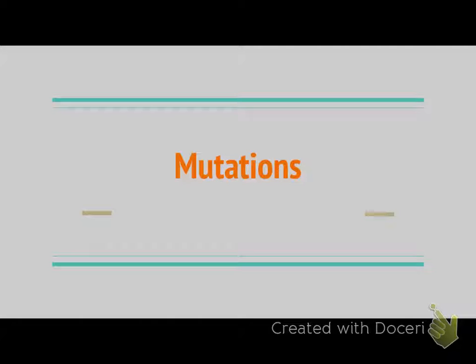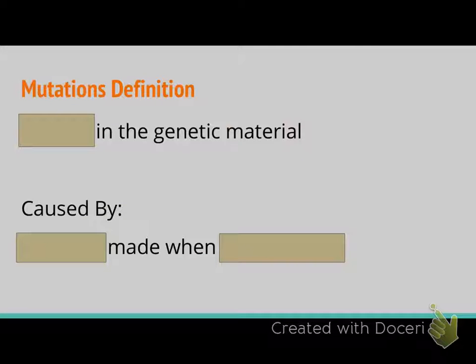Okay, so this is just a quick video on mutations and how they affect our DNA. Just fill in the blanks as we go through the notes. Mutations are just a change in genetic material. They're caused by mistakes made when the DNA is being copied. So during interphase, when the DNA replicates, it replicates something incorrectly.